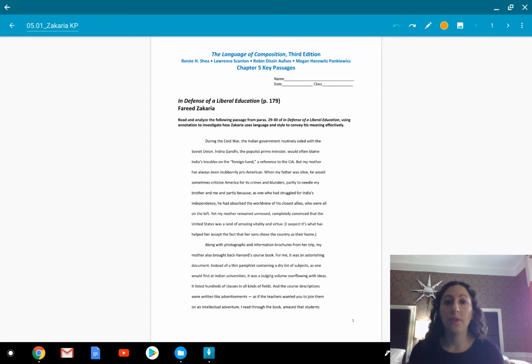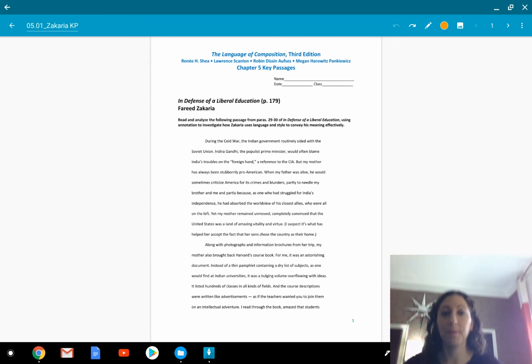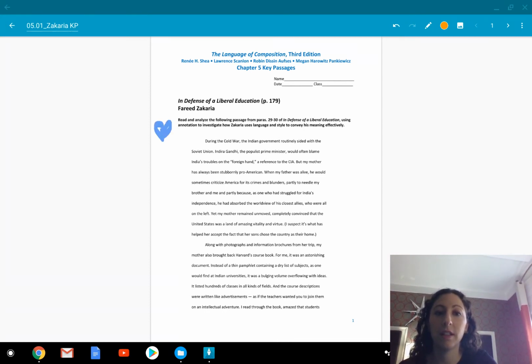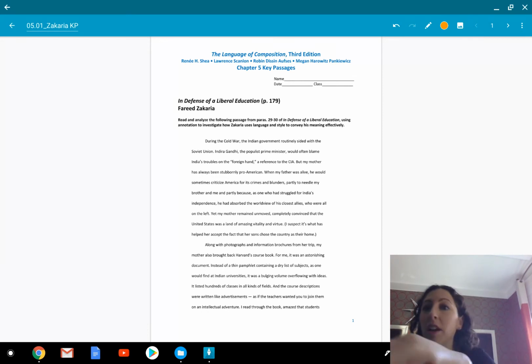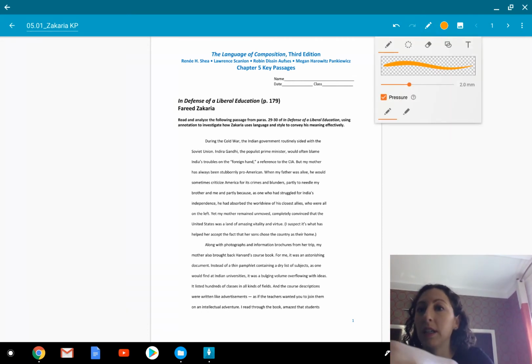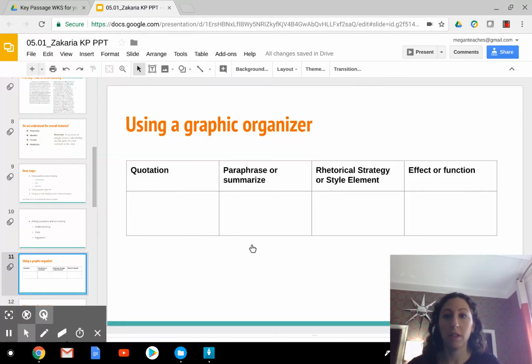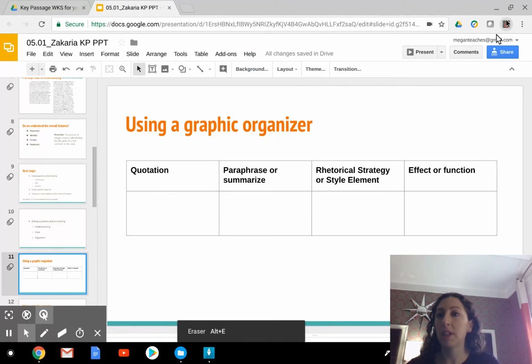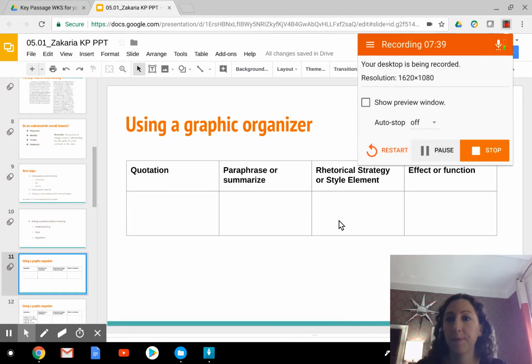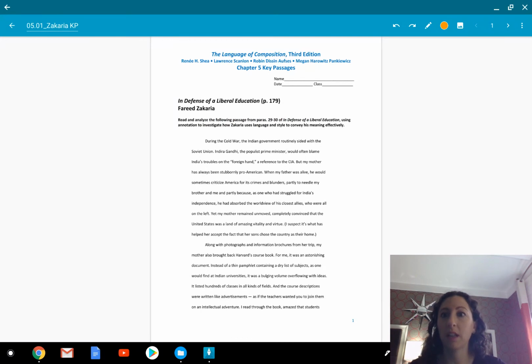So this is the key passage we're looking at, and I'm going to hopefully have this pen work. Let's see if it works. It does. All right, so let's see if we can have that part work. And I'm not sure if it is. So I'm going to pause for a second and see to make sure. All right, so I think I fixed my technical difficulties.